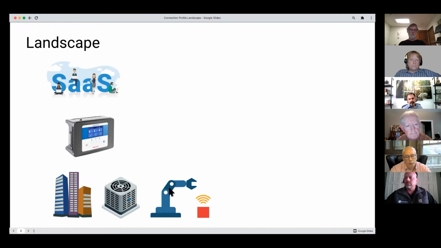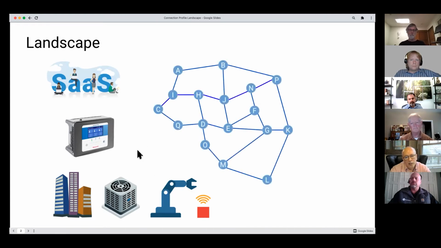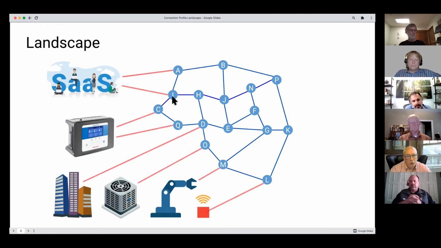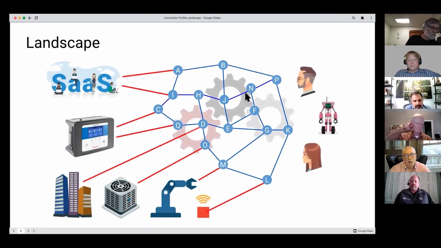So the scope is pretty broad. And really, when we're creating a digital twin, the way we look at it from a connection profile perspective is that what we're creating is what I often refer to as a digital fabric of nodes and connection between nodes, where each of the nodes are virtual representation of these physical entities that we're trying to help manage and improve performance.